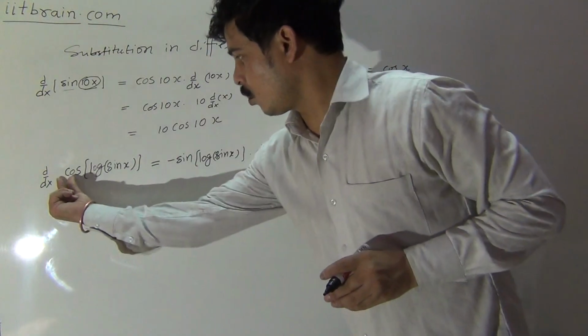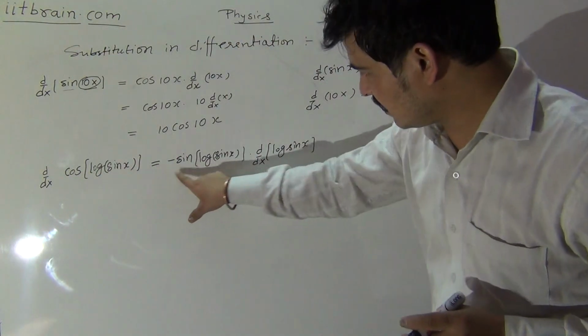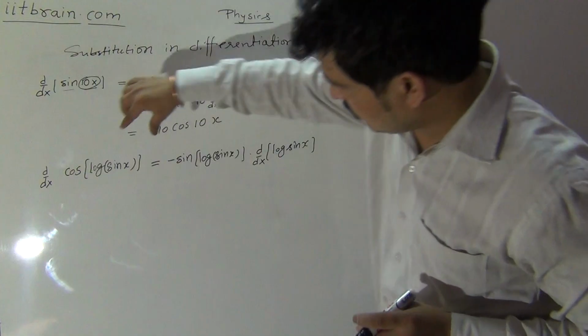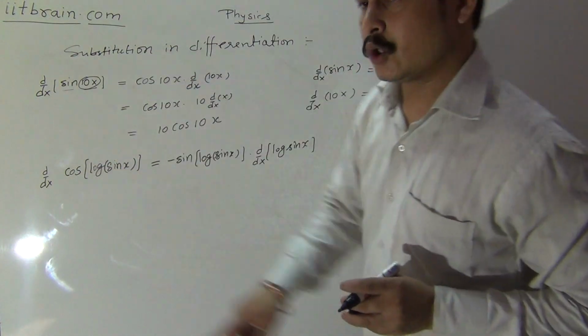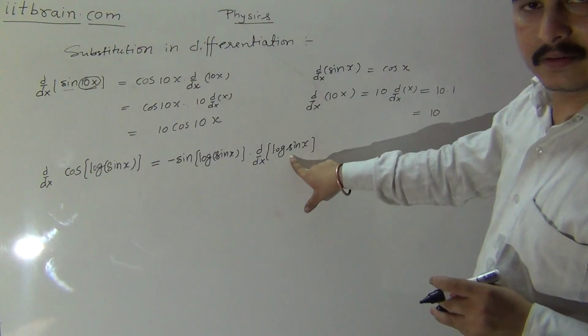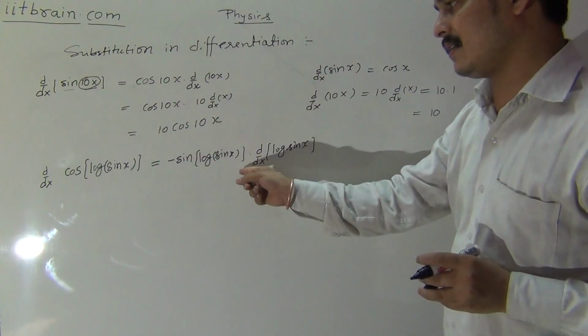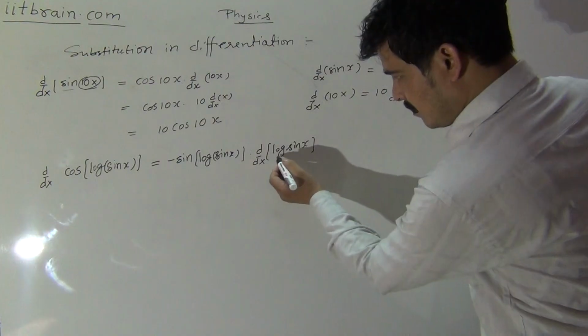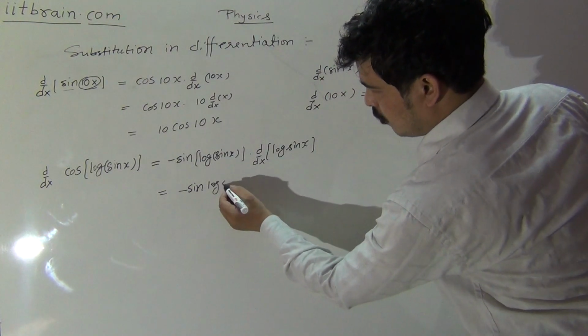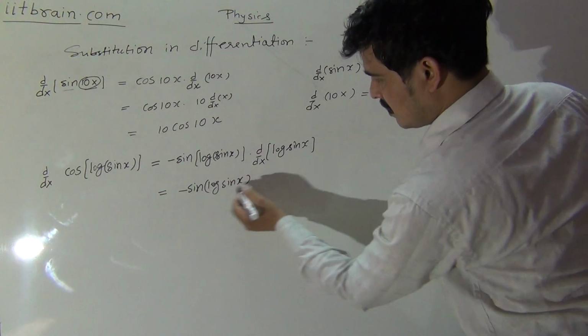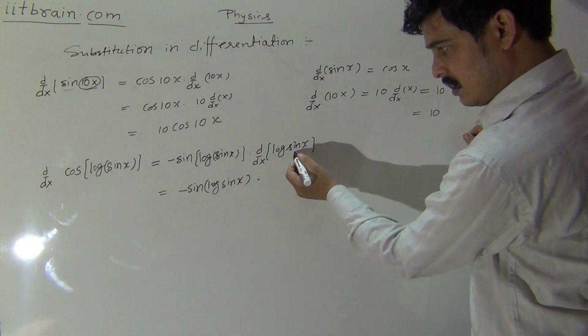पूरे फंक्शन में cos x and differentiation is minus sin x, and the internal term which is considered in the place of x should be differentiated again. So cos x is minus sin x, and you should differentiate d upon dx log sin x. So it will be minus sin log sin x into log x.